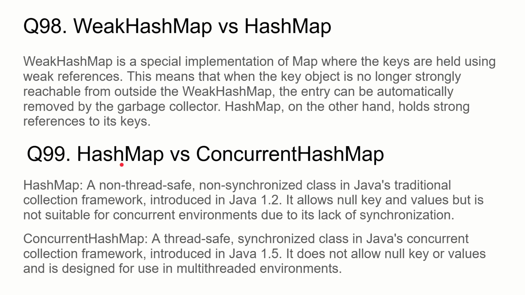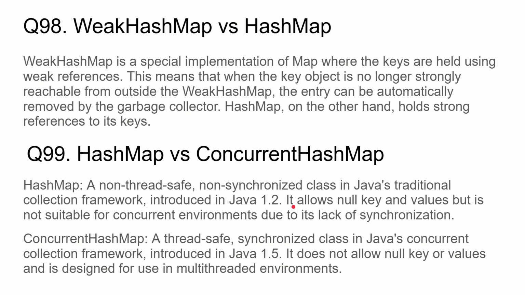Next question is HashMap versus ConcurrentHashMap. This is again very important question from the interview point of view. So HashMap is non-thread safe, but ConcurrentHashMap is thread safe. HashMap is not synchronized, but ConcurrentHashMap is synchronized. HashMap is present in Java's traditional collection framework, but ConcurrentHashMap was introduced in Java's concurrent collection framework, or we can say concurrent package. So HashMap was introduced in Java 1.2 and ConcurrentHashMap was introduced in Java 1.5.